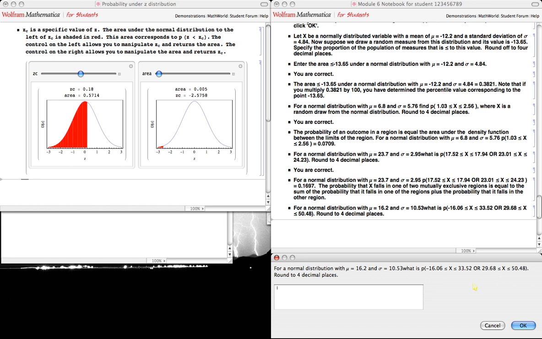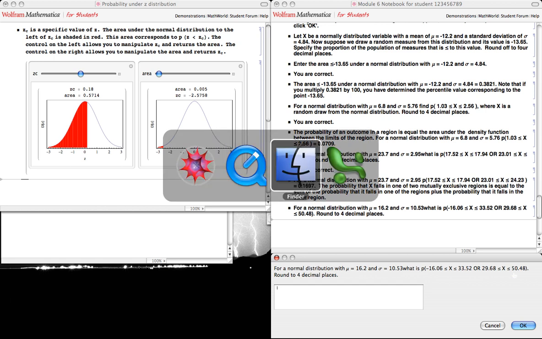So as before, you have to compute the probability of x being in interval 1, then compute the probability of x being in interval 2, add those two probabilities together and subtract from that the probability of x being in the overlapping region. So I'm going to do that here again.